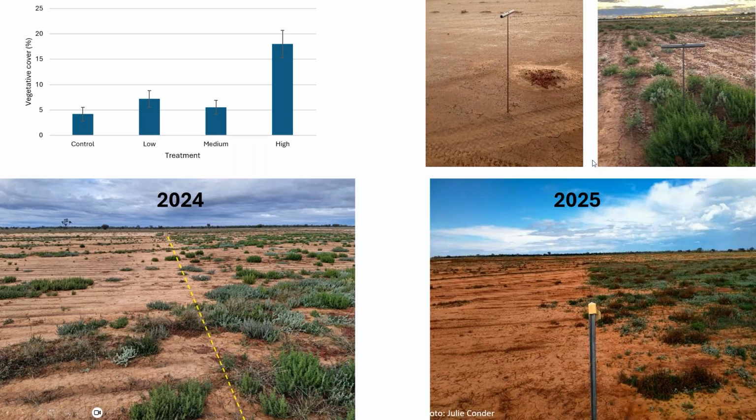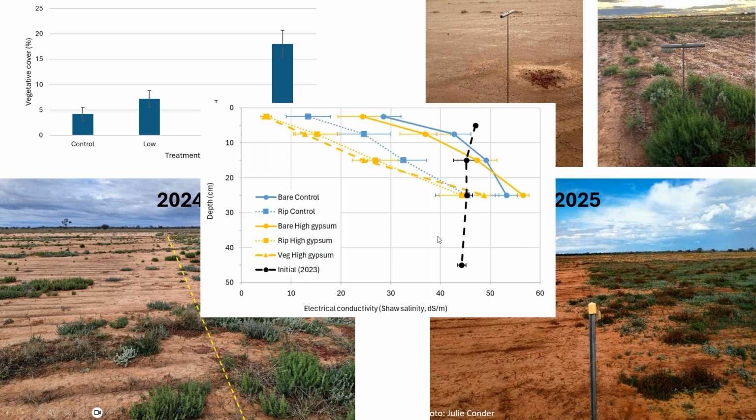The ponding, the gypsum application, what they do on these degraded sites is often there's a problem of salinity, and what they do by getting the water in is flush the salinity. So the black line here is the salinity of that site, of that scald, when we first looked at it through the profile, about 45 decisiemens. 50 odd is seawater, so it's pretty high.